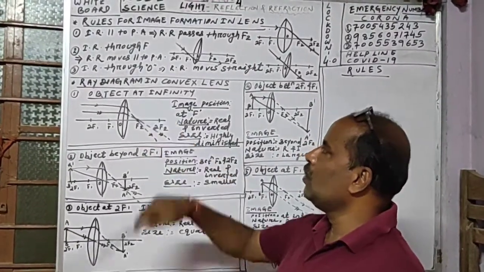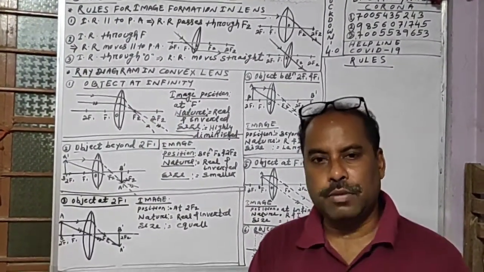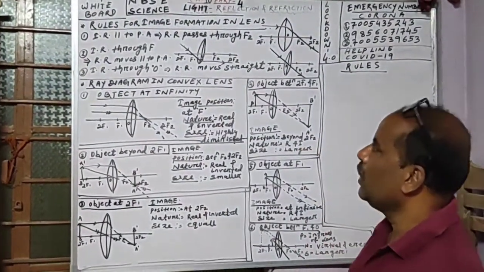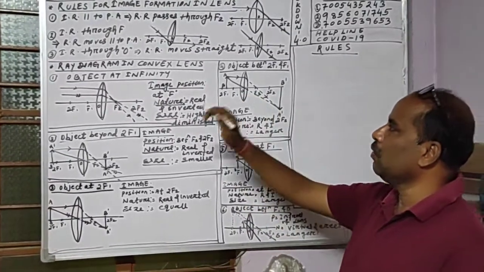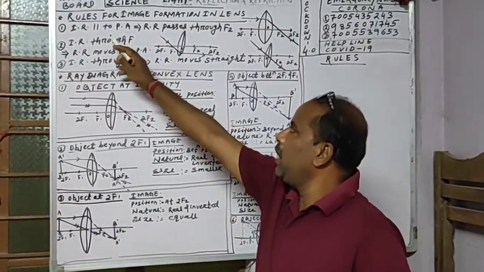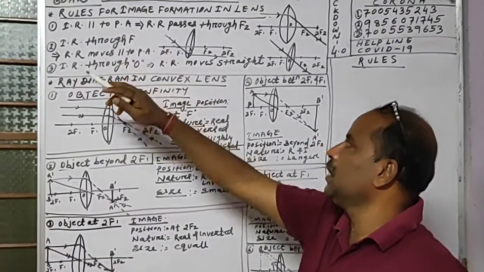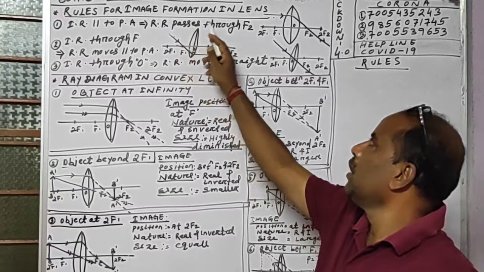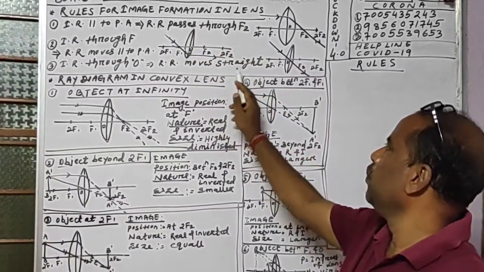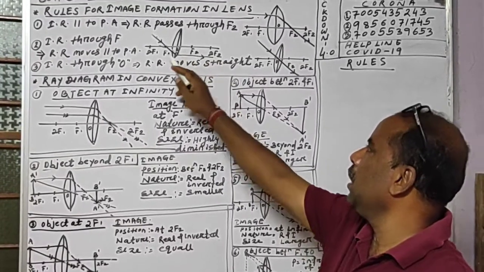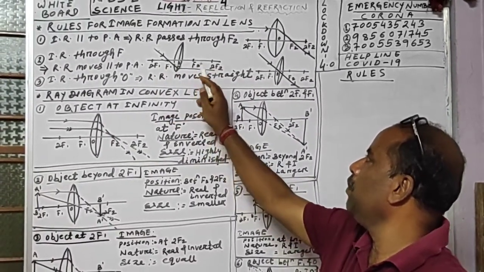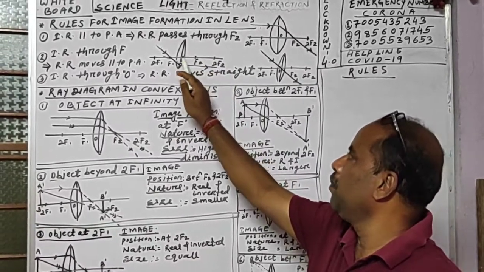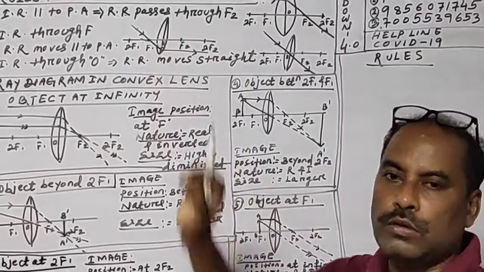Now the first rule is, as I have told you in case of concave mirror and other mirrors, so here also in the convex lens. First rule is when the incident ray is parallel to the principal axis, then after refraction, the refracted ray passes through F2. F2 is here. This is F1 to F1. This is F2 to F2. So this distance is equal to this distance. Again, here to here also equal, and here to here also equal.